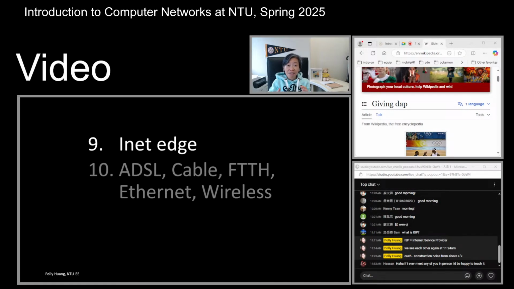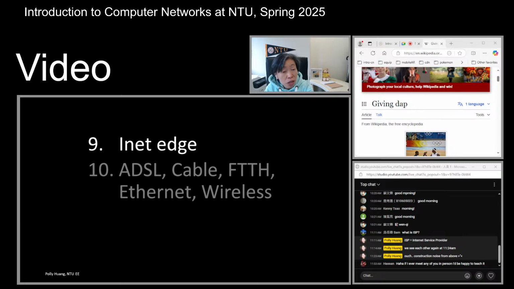All right, so that video is also transitioning us from chapter 1.1 to 1.2 and 1.3. 1.2 is about the edge of the internet and the physical cables, the physical media. And chapter 1.3 is about the internet core. All right, and so that takes us to chapter 1.2, the edge of the internet.